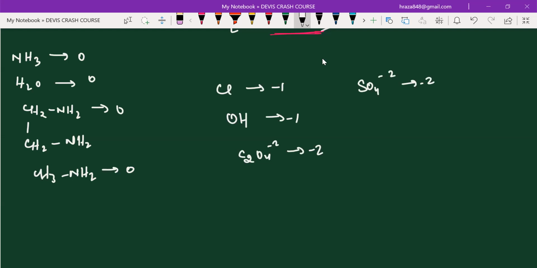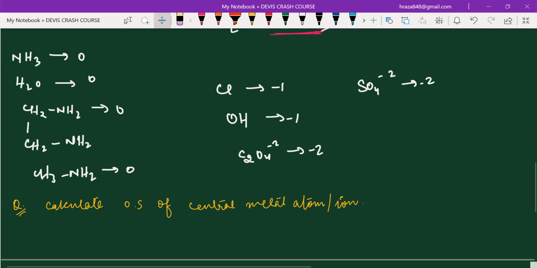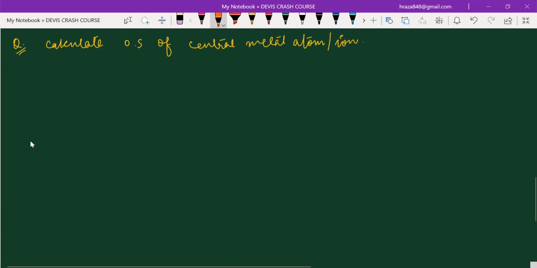So I'm going to give some questions to calculate the oxidation state of the central metal atom. And sometimes it will be written as central metal atom or ion. Can I change the slide? Now see, I'm going to give some questions. You just need to calculate it.